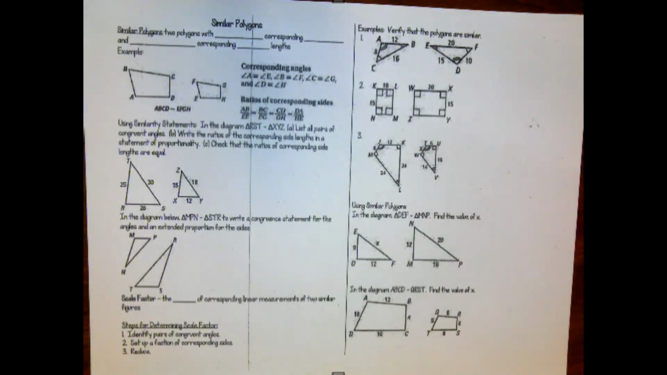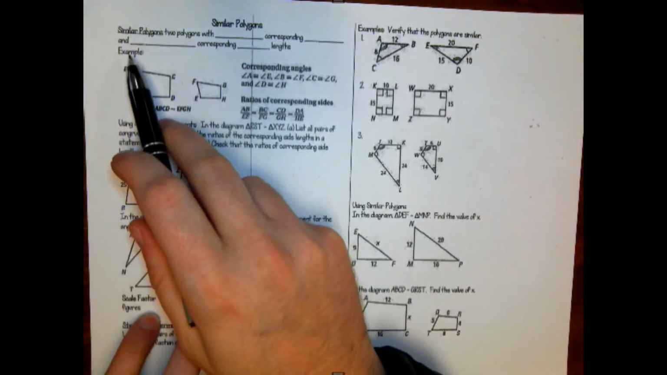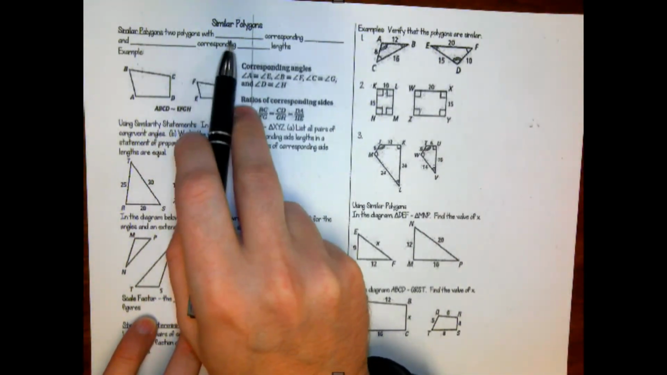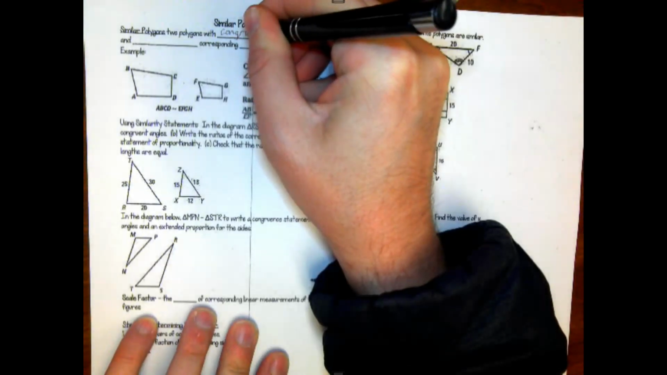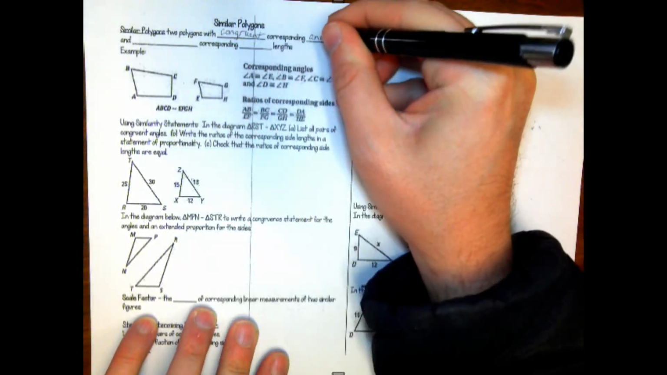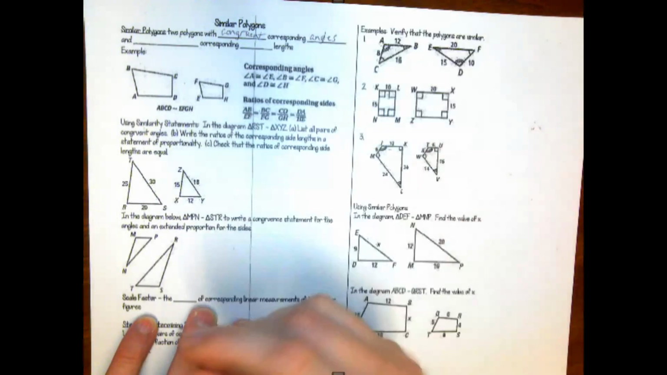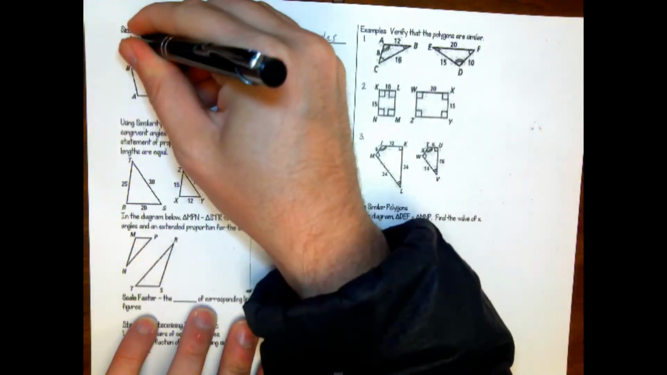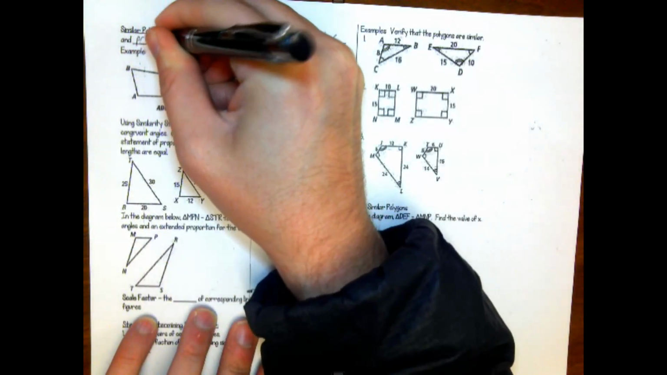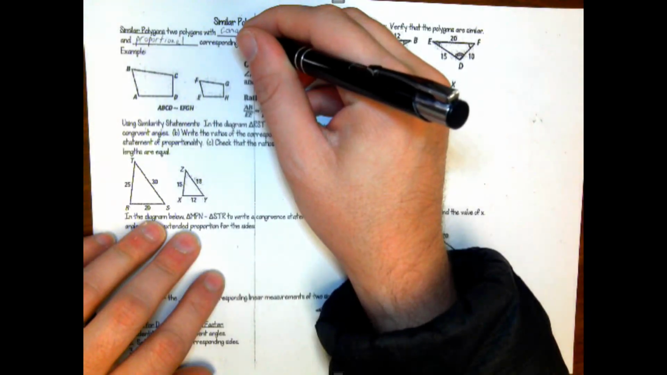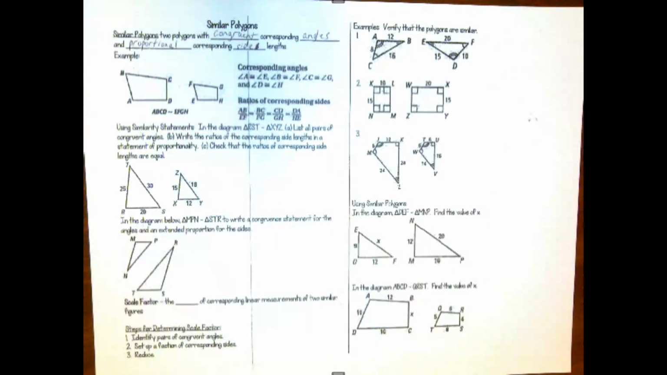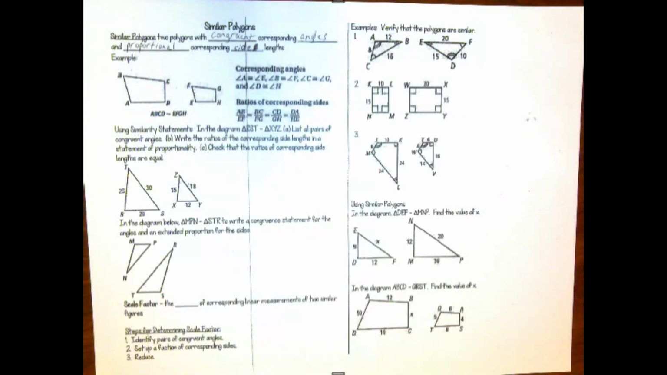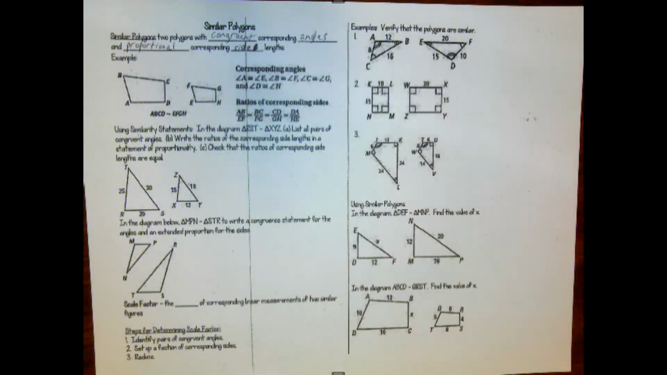So the technical definition here is similar polygons are two polygons with congruent corresponding angles and proportional corresponding side lengths. So similar figures will have the same angles and they will have different sides, but the sides will be proportional.